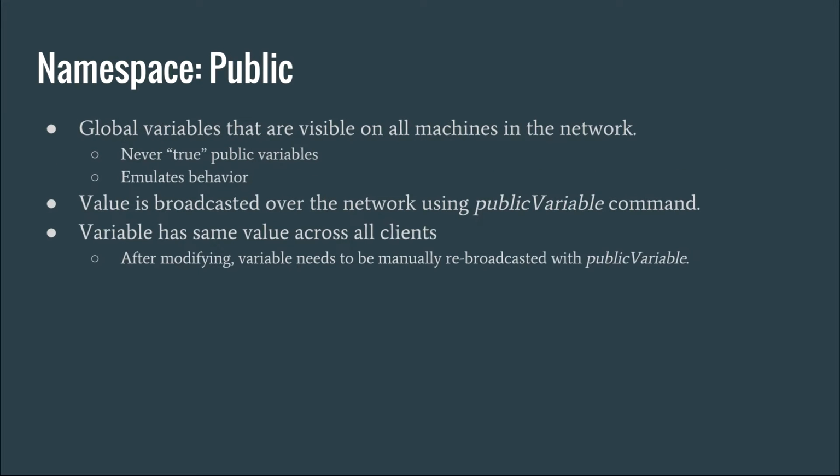The public namespace means that global variables are visible on all machines in the network. This pertains more towards multiplayer and networking type stuff. These variables are never truly public variables, but they emulate their behavior. The value of the variable is broadcasted over the network using the public variable command. The variable will have the same value across all clients. After you modify this variable, it needs to be manually rebroadcasted with the public variable command.